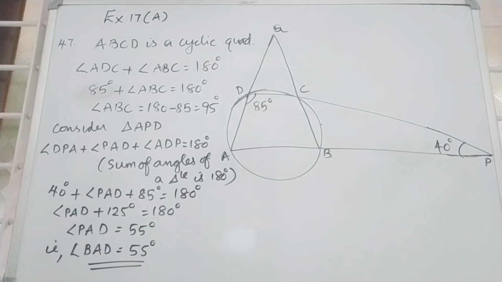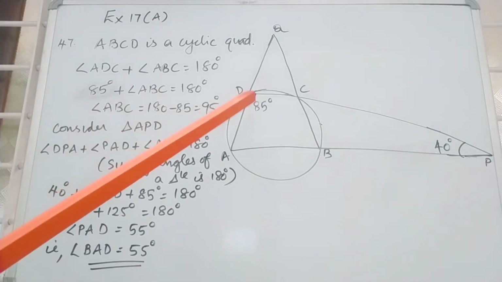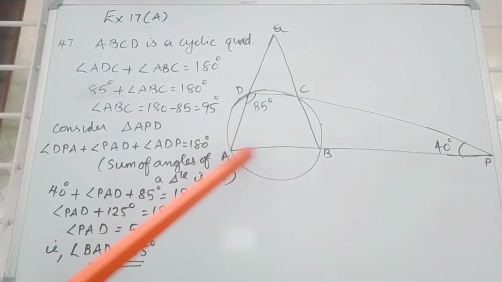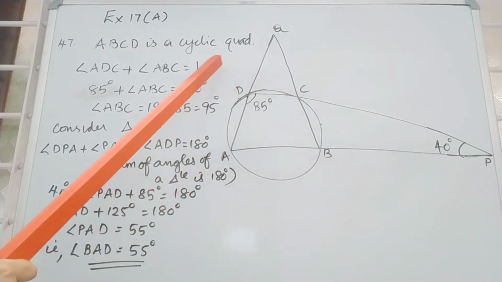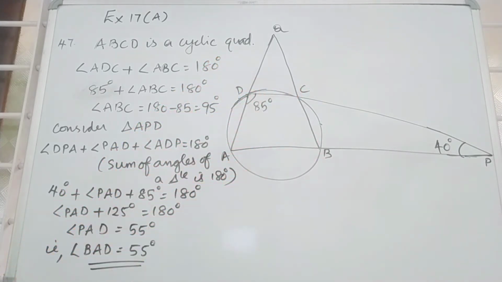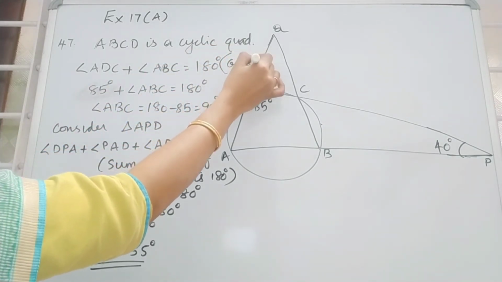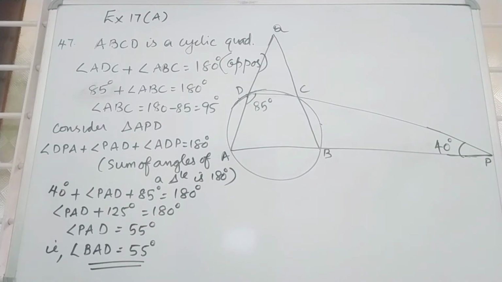Next, question number 47. Use the given figure to find angle BAD, and second, DQB. ABCD is a cyclic quadrilateral. So opposite angles of a cyclic quadrilateral are supplementary. So we can write ADC plus angle ABC is equal to 180 degrees, since opposite angles of a cyclic quadrilateral are supplementary. You should write the reason here.